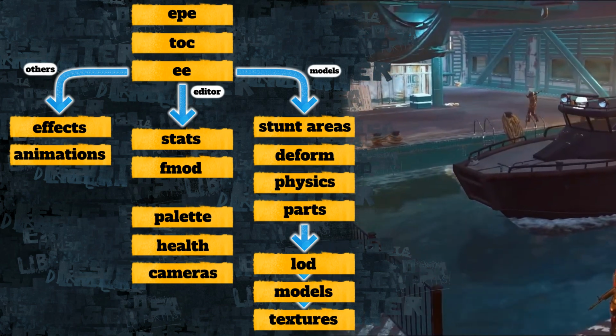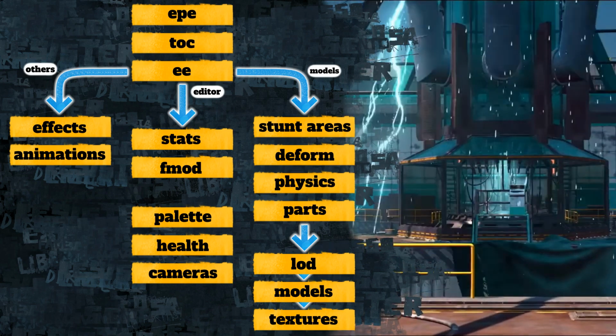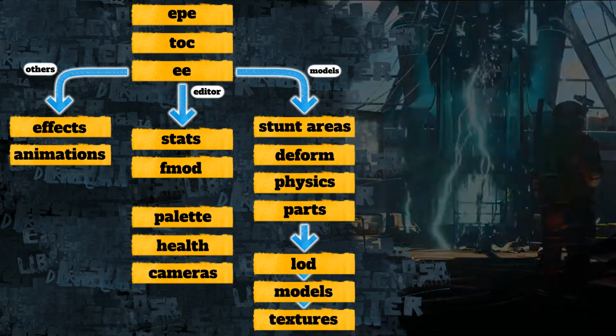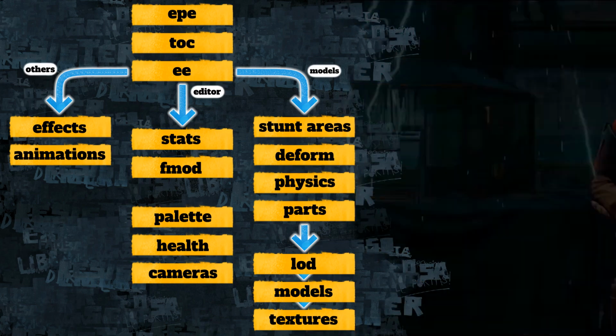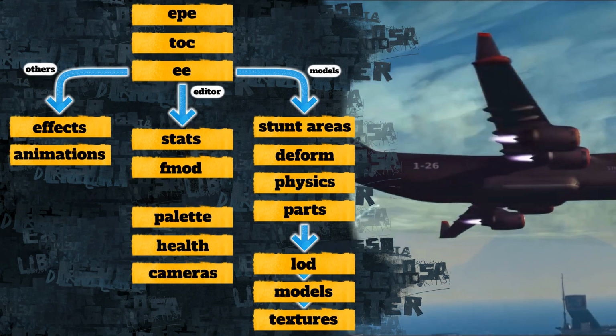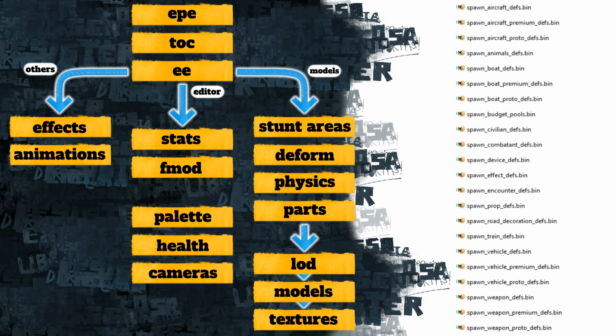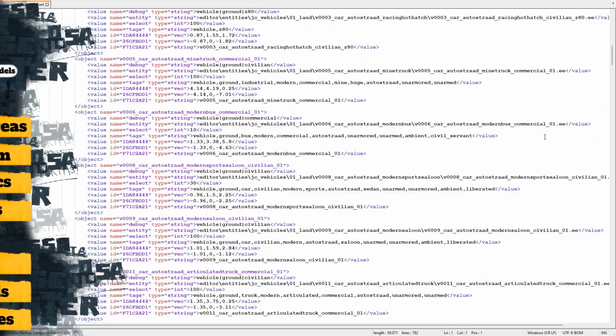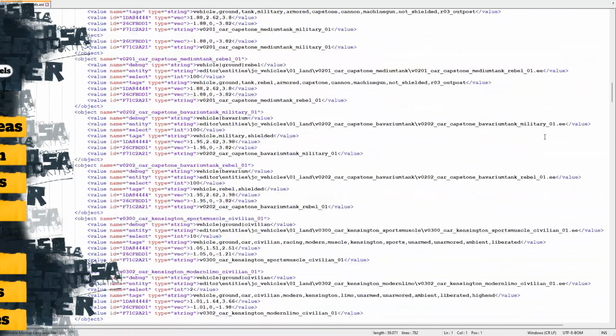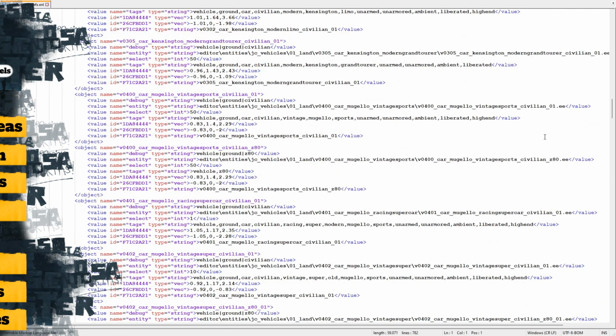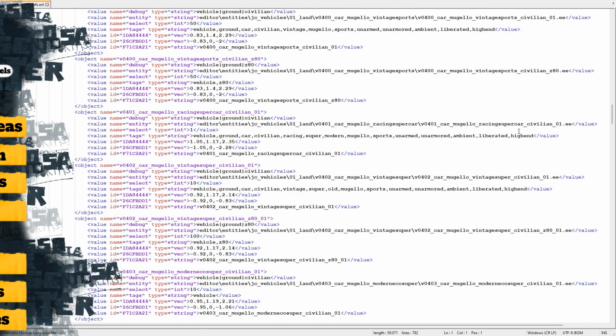And after all of this, how does the game actually spawn a car? By its file name? Not directly. This brings us back to the settings folder. As you can see, boats, planes, weapons, civilians, rebels, and the military each have their own spawn definitions list here. Taking a look at the spawn vehicle definitions file, we can see entries for every vehicle that is allowed to spawn in the game. This here is the entry for the Vistosa.